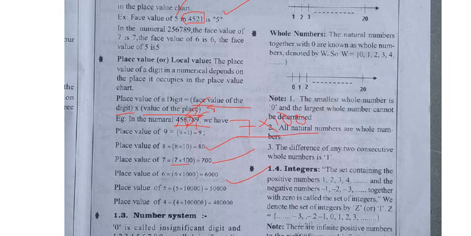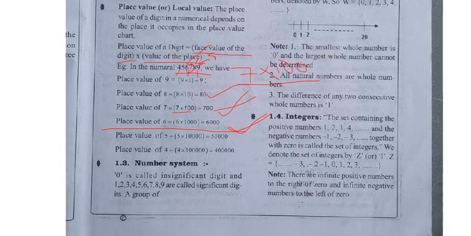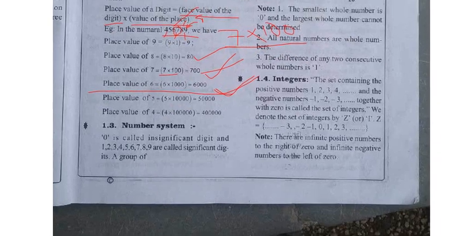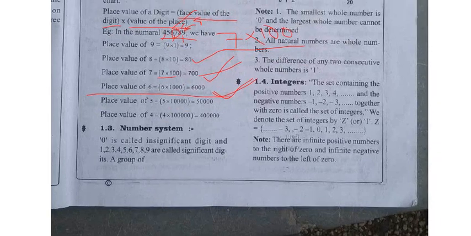That is 700. Place value of 6: 6 into 1000, 6000. Like that you have to write. I hope everybody knows this. In the number system, 0 is called the insignificant digit, and 1, 2, 3 are called significant digits.